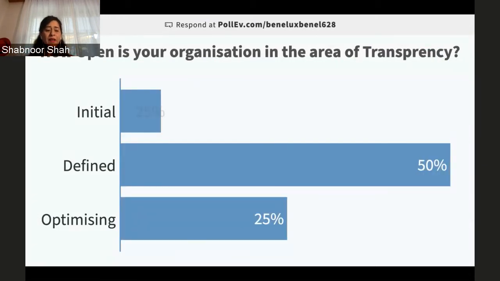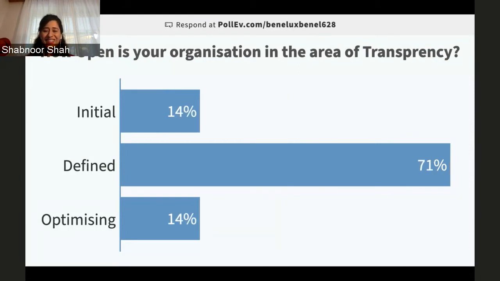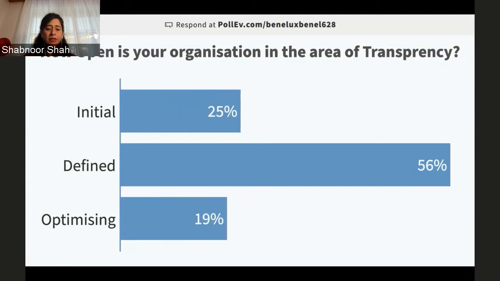Wow, it's changing. It's very interesting to see the changes taking place. So we'll give it a few moments. So in most organizations and teams, it seems like there's some amount of transparency that exists more at a defined level. In some cases, it's initial. Somewhere it's optimizing, right? We'll wait a moment and see what the pattern is.